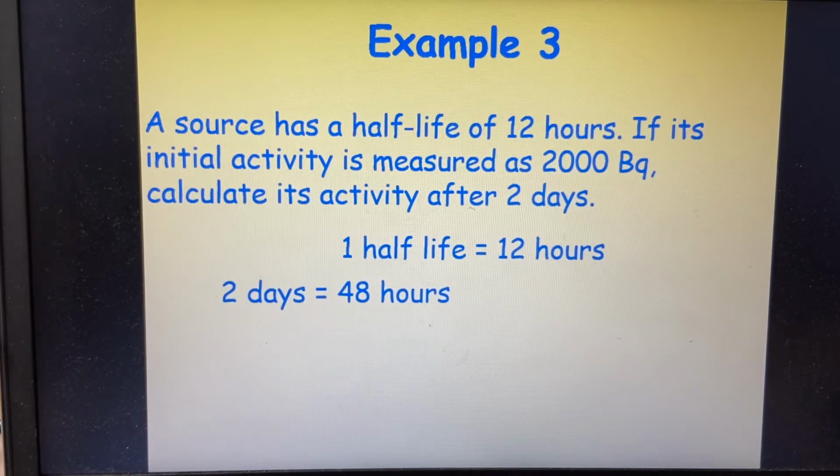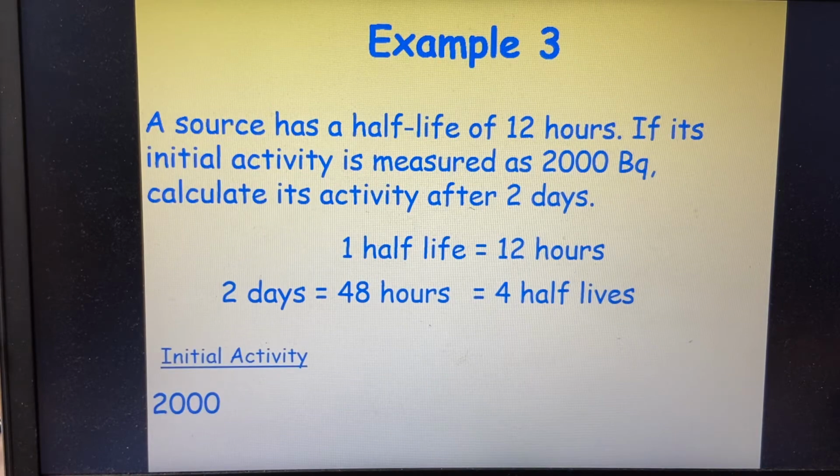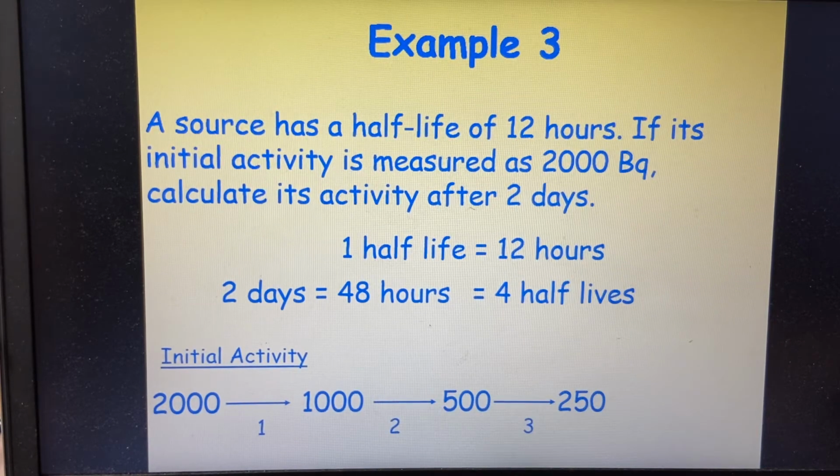So therefore, I'll end up with 4 half-lives. So because I want to find the final activity, I'm going to half it 4 times. So I'll start at 2,000, half it once, twice, 3 times, 4 times, and I get the answer 125 becquerels. Now, a mistake people make is they say, oh, 2,000, 4 half-lives, I'll just divide 2,000 by 4. It's not, you've got to half it 4 times, okay?